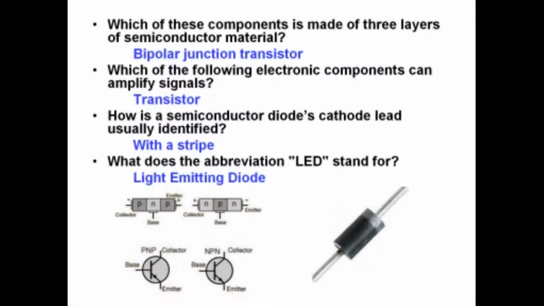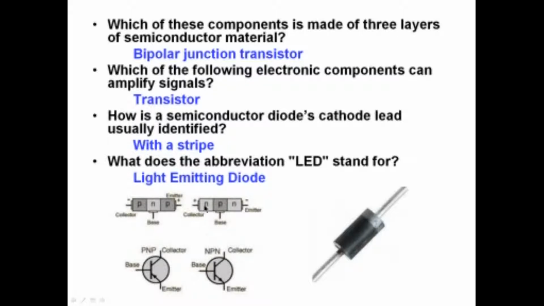Okay, which of these components is made of 3 layers of semiconductor material? It's called a bipolar junction transistor. I've added some graphics down here just this evening before we went on to show you how they're constructed. 3 layers of semiconductor material, a P-type, an N-type, and a P-type. Stuck together, you have a junction here between the P and the N. You have a junction here between the N and the P. Okay, so that's a bipolar junction transistor. This is how it's constructed. The base is on that middle part there, and this is the symbol for it.